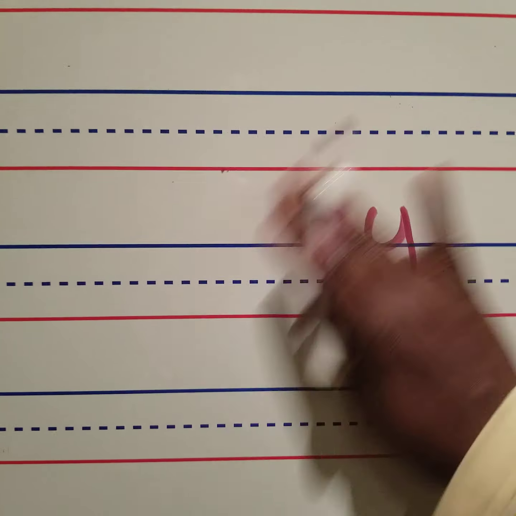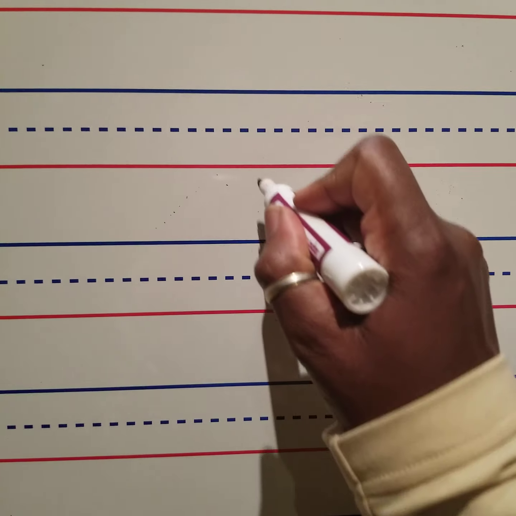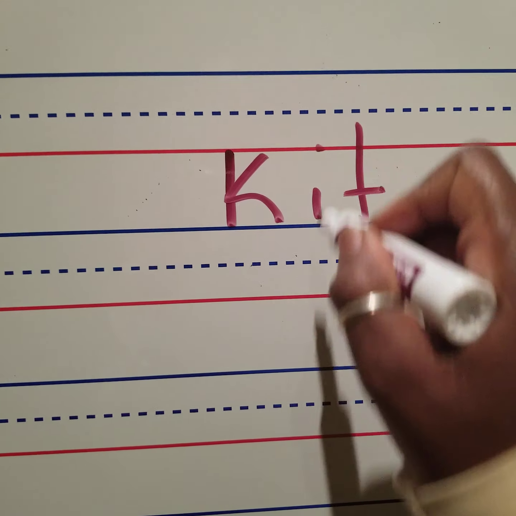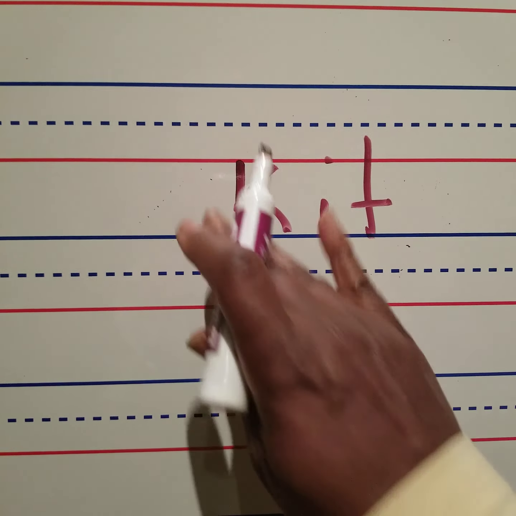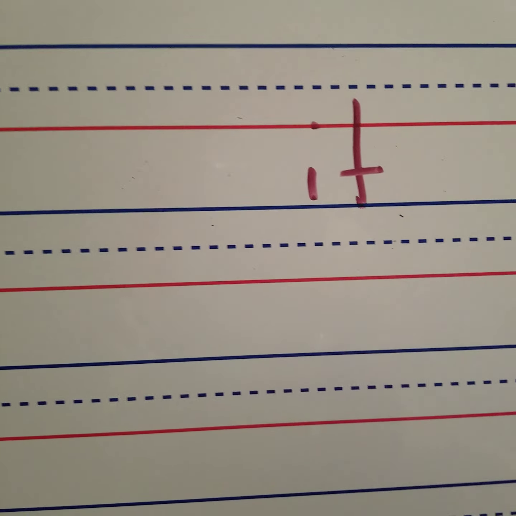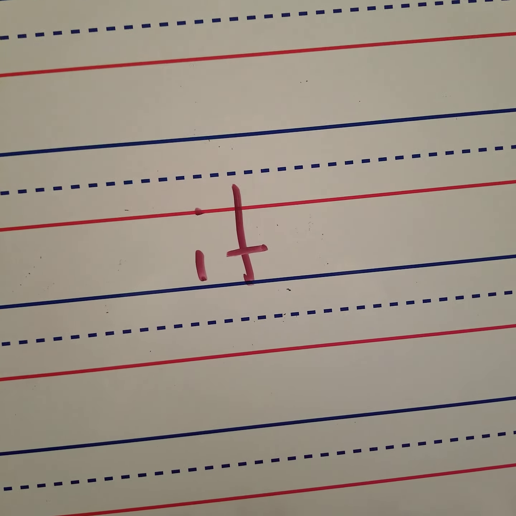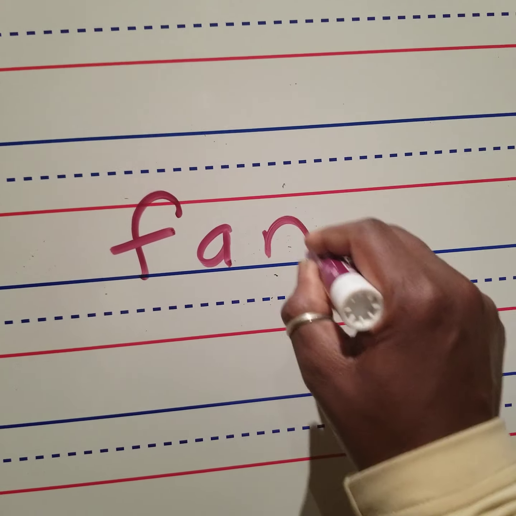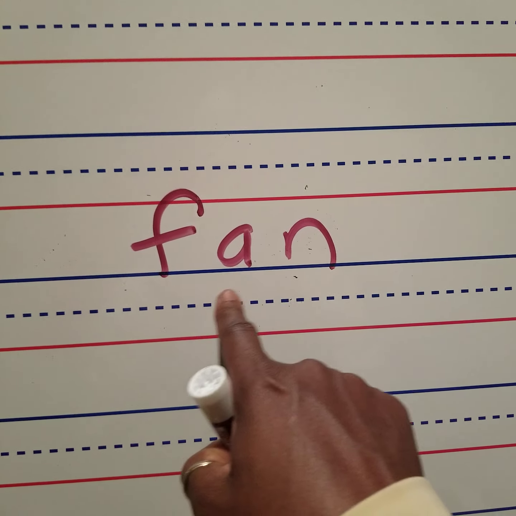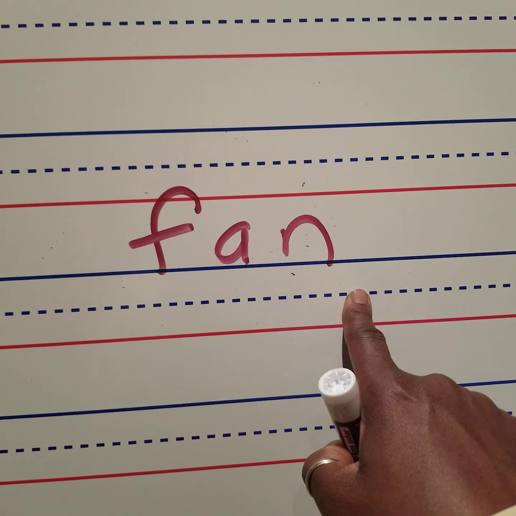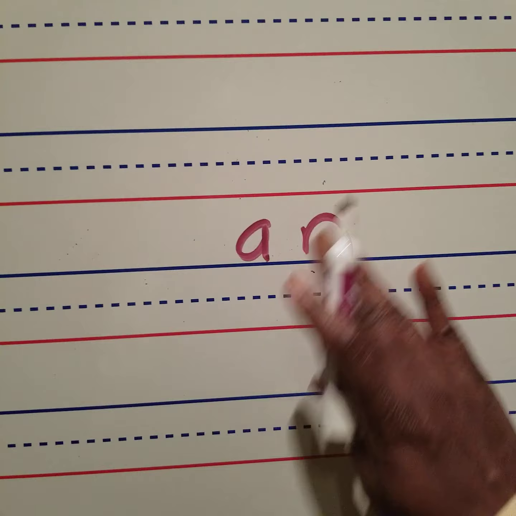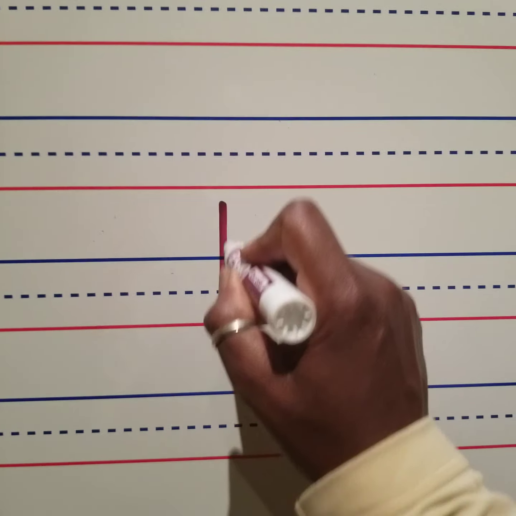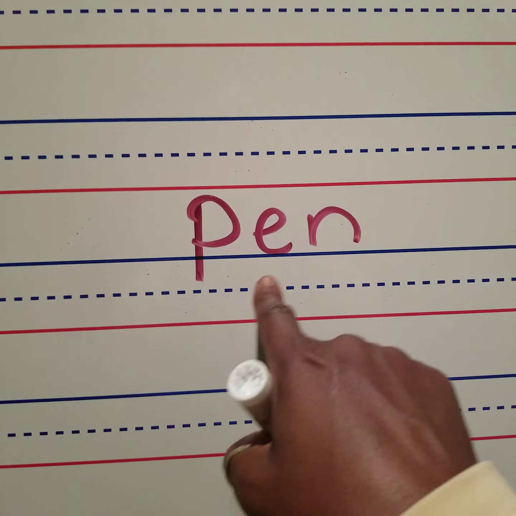All right, my next word is kit. If I take off the K, I now have it. All righty, next word. Fan. If I take off the F, I have an. And last but not least, I have pen.